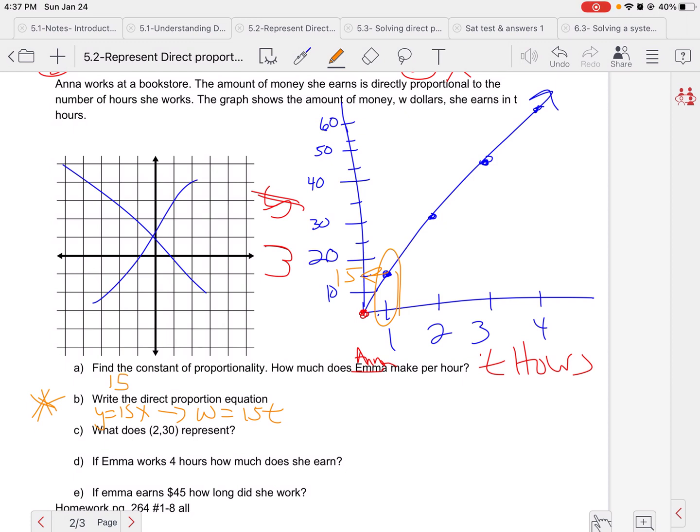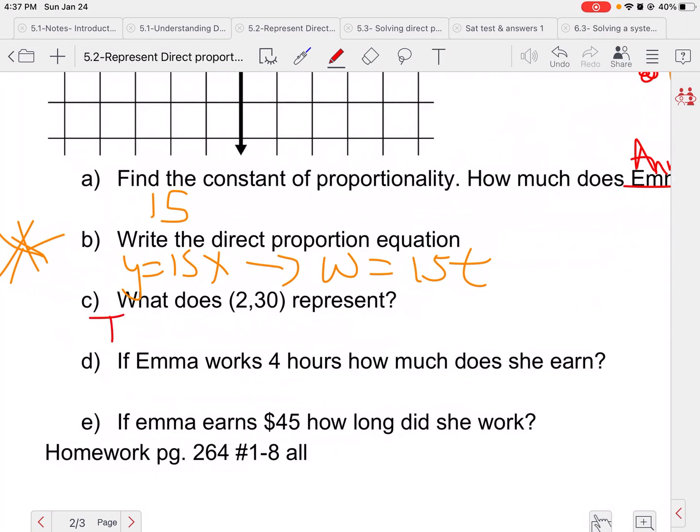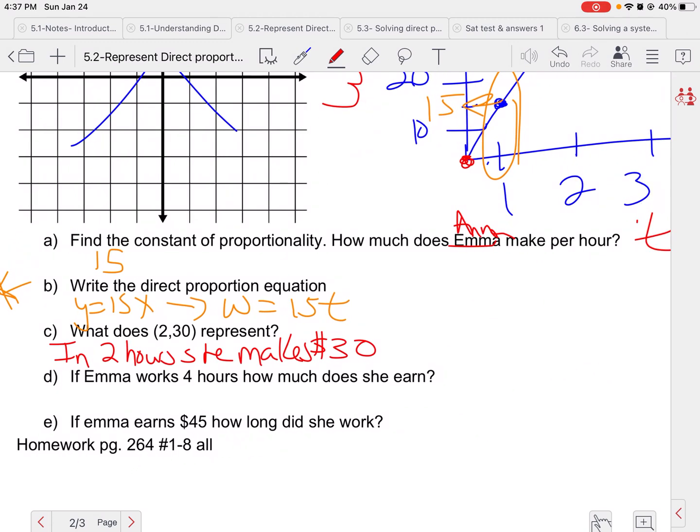Okay? What does the point (2, 30) represent? So we have this point on this line here, and it's (2, 30). Well, again, we can read our labels, right? So 2 means 2 hours, $30. So that means in 2 hours, she makes $30. Okay? So in your homework today, it's going to ask you what a point represents. Look at the labels of the axes.